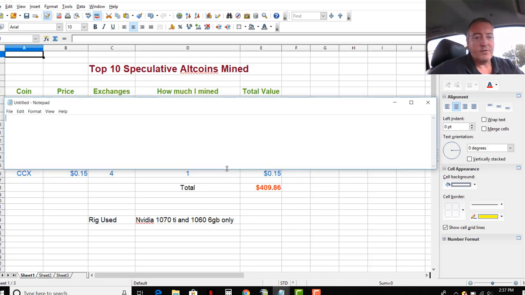And that first coin is going to be CCX. 15 cents a coin. It's on four exchanges currently. I was only able to get one coin and total whopping value of 15 cents. That coin is on What to Mine right now. You can go over there and search for whatever graphics card you have, basically NVIDIA cards, or could be AMD, and it'll pop up. It's down towards the bottom of the list, but it is listed there, and it's on four exchanges.